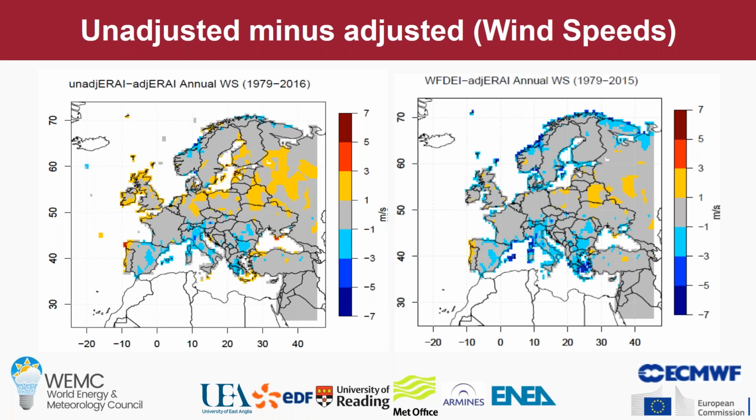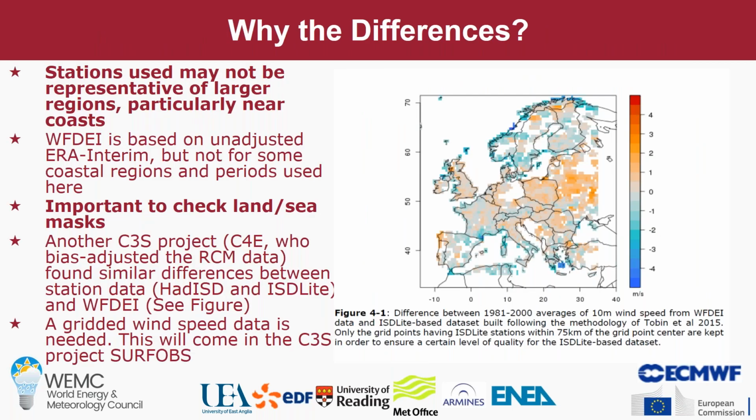But you can also see on the right, for a similar time period, how the WFDEI dataset compares with our adjusted Era Interim. So you can see that there are somewhat large differences, particularly around coastal regions of Scandinavia and in the Mediterranean. And this is partly due to the fact that a lot of the observations are much larger around coastlines where wind speeds are higher compared to what ERA Interim suggests.